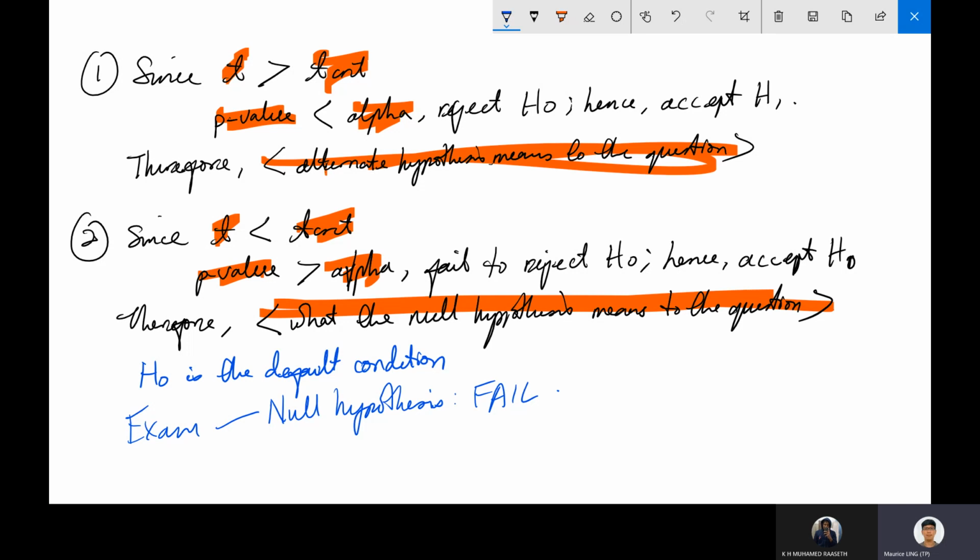If you exam the null hypothesis is you fail. Whether you come for test or you do badly or you don't turn up, you will still fail. That's the default condition. Only when you do better, therefore you are not considered to fail, therefore you pass.